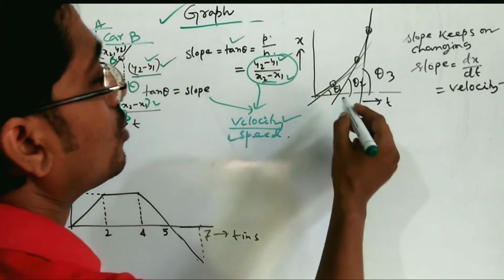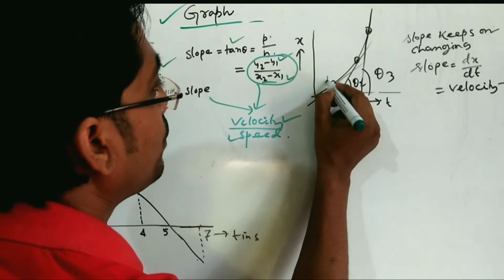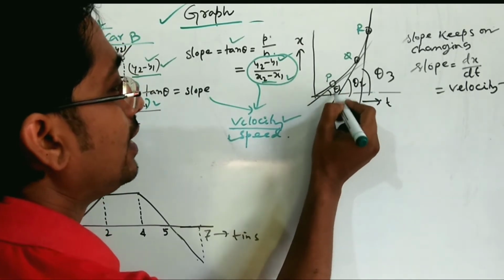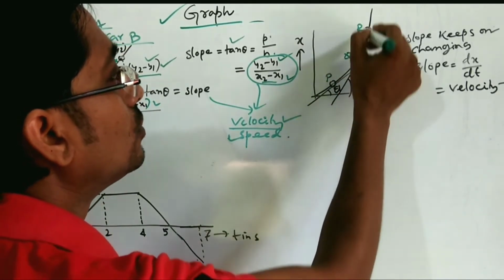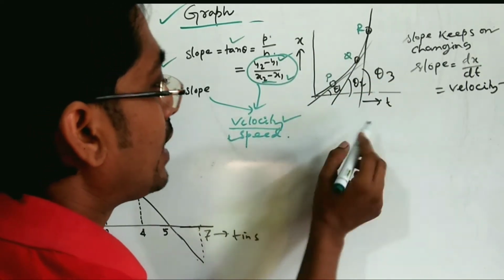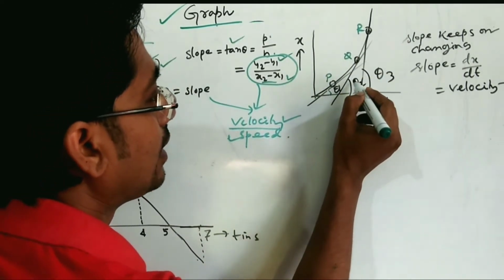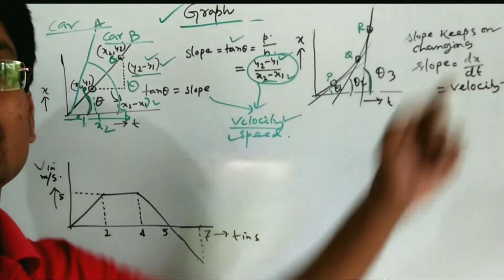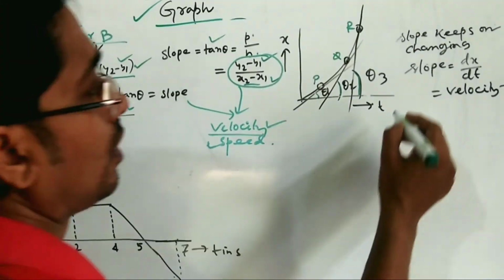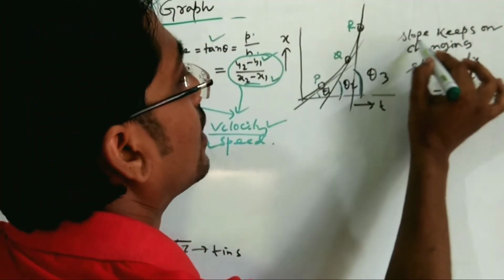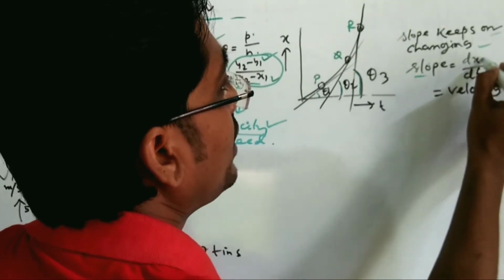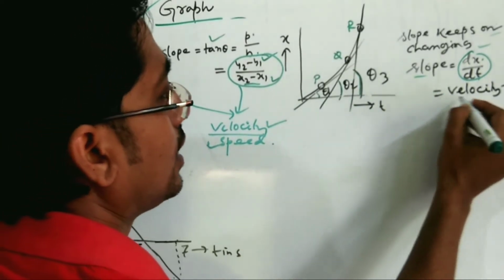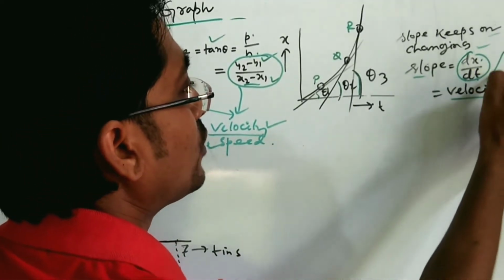Okay, now the graph may be a straight line, and the graph may be a curved line also. So in this way, suppose at the points P, Q, R, at P we can make one tangent, theta 1, at Q theta 2, at R theta 3. You can see theta 1, theta 2, theta 3 keep on changing, in increasing order. That means velocity is increasing. So for this case the slope keeps on changing, and the slope will be dx/dt, because a very small increment we have to consider, then it will be velocity. That is nothing but the differentiation.